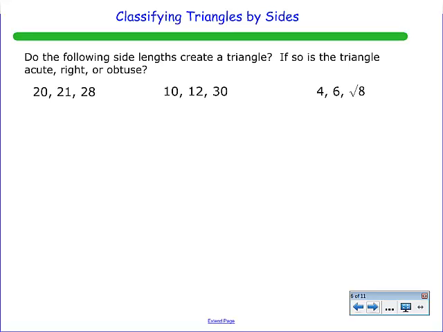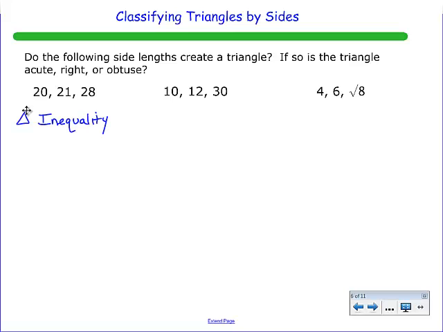So how do we know if side lengths create a triangle? You have to use the triangle inequality. But before we use the triangle inequality, we're going to want to label our A, B, and C. C is always the long one, so C in this case would be 28, so I'll call A 20 and B 21. So for the triangle inequality, we know that two sides have to be bigger than the third. Really, you only have to test the largest side. Is 20 plus 21 bigger than 28? Well, that would be 41 bigger than 28. That is true. So this is a triangle.